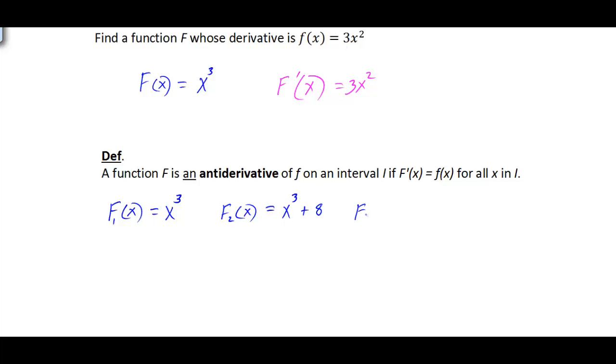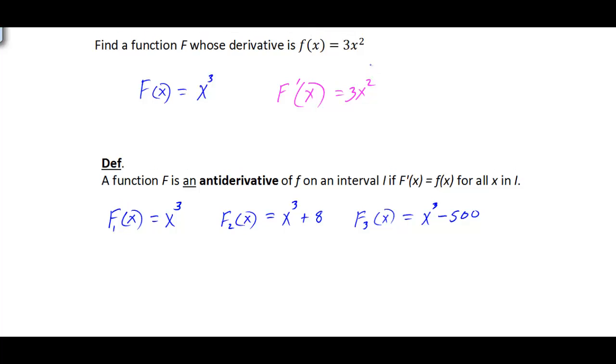And I could even go a step further and say, well, maybe the antiderivative is x cubed minus 500. Once again, if you take the derivative, you're going to get 3x squared, and that's going to match the function up here at the top, 3x squared. So all of these are antiderivatives of our function f of x equals 3x squared.